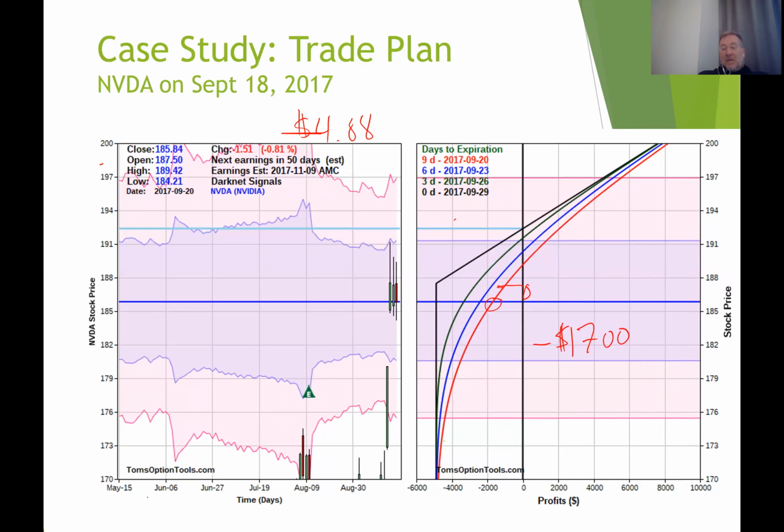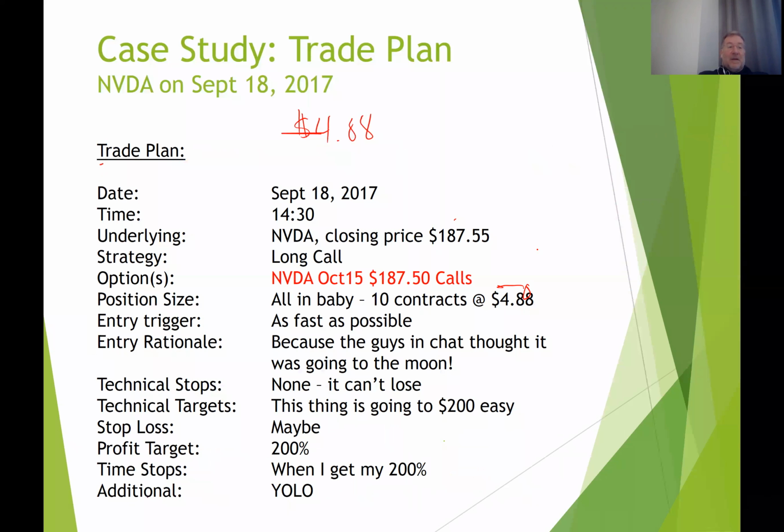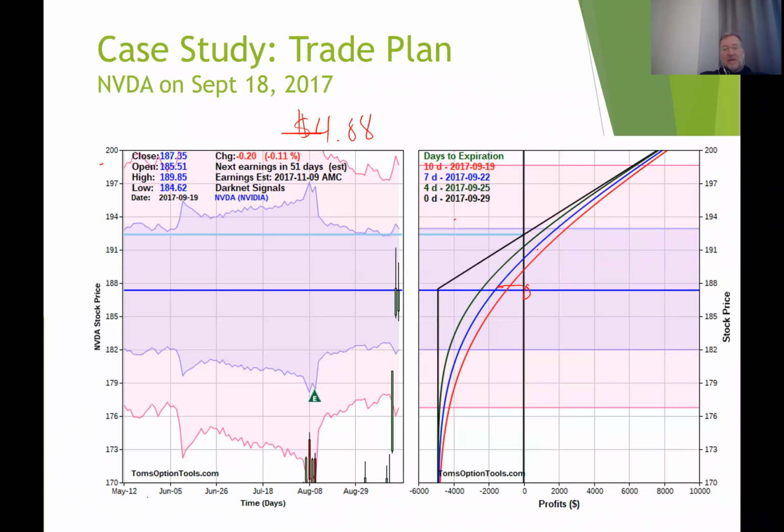Okay, but we had a trade plan. What did our trade plan look like? Our trade plan looked like that. And you know what? Our trade plan was not realistic. So having these trade plans is a very, very good way to keep yourselves honest and not make silly mistakes like this.